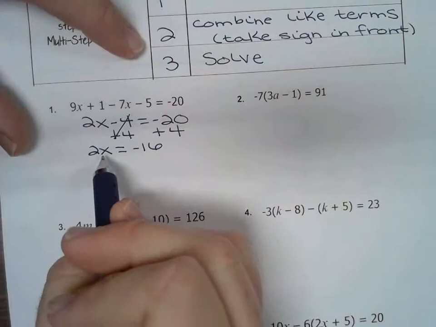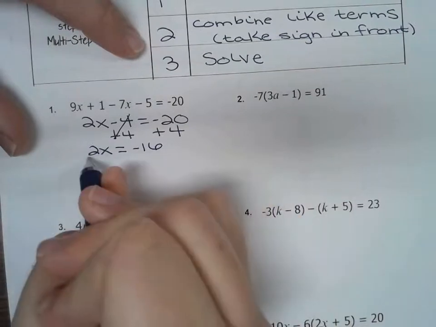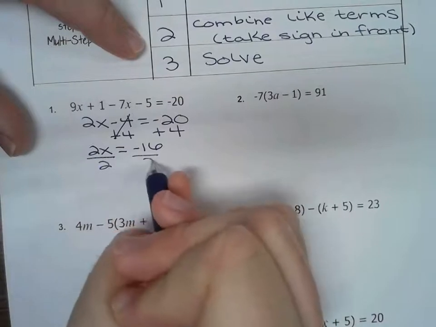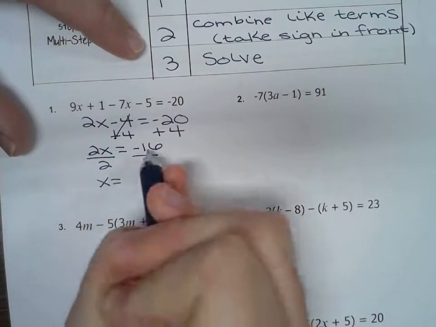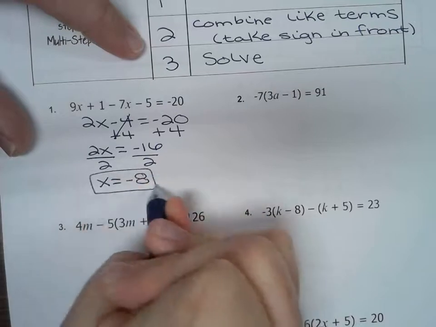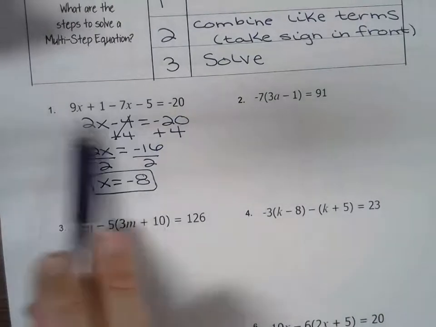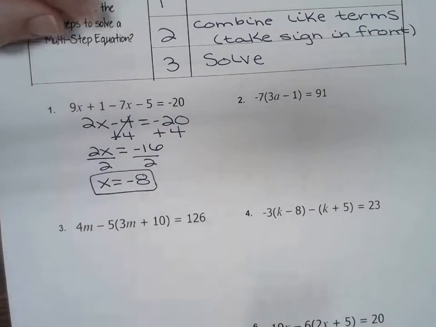How do I get rid of this 2? 2 times x. The opposite of multiplying by 2 is dividing by 2. x equals negative 16 divided by 2, negative 8. That is solved because I have a variable equal to a number. Again, you can always check this by plugging in negative 8, and you should get the left side to be negative 20.